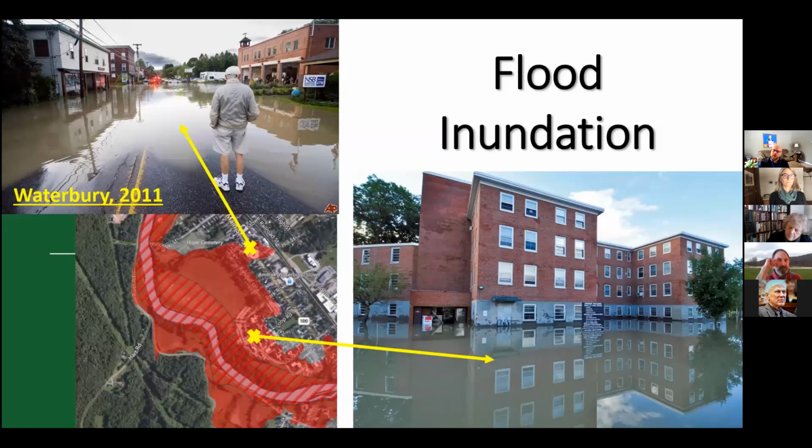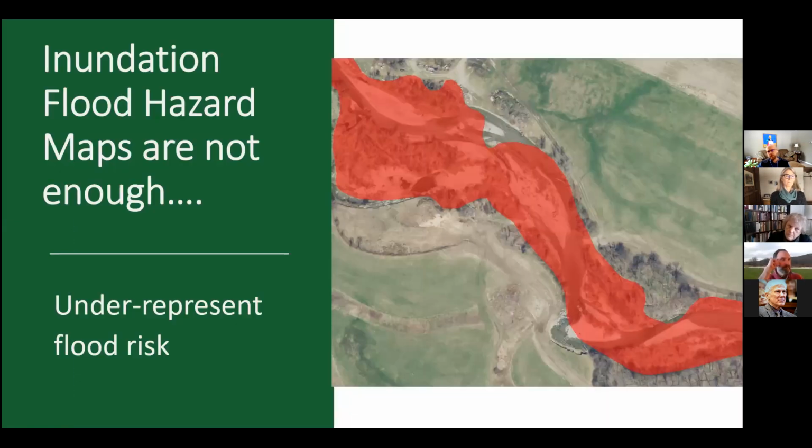When we think of flood hazards, we commonly think of flood inundation, what's underwater during a particular flood event. And we have federal flood hazard maps as shown in the lower left here with this red polygon in Waterbury depicting the nature of inundation hazards. In many areas, including Waterbury, the inundation maps do a reasonably good job of showing what's underwater during a large flood. However, these inundation flood hazard maps are not enough. They really underrepresent flood risk.